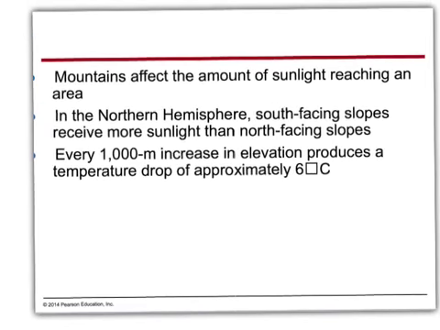Also, mountains affect the amount of sunlight reaching an area. Think about how the sun rises in the east and sets in the west. What else is happening on the western side or the eastern side of the Sierra Nevada mountain range as the sun's setting? Actually, there tends to be less sunlight, depending on the height of the mountain, of course. So in the northern hemisphere, southern facing slopes receive more sunlight than northern facing slopes.